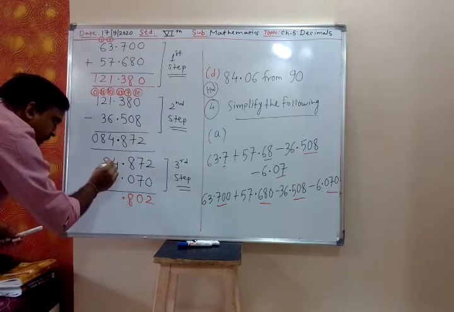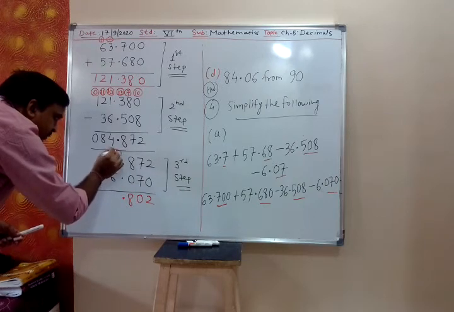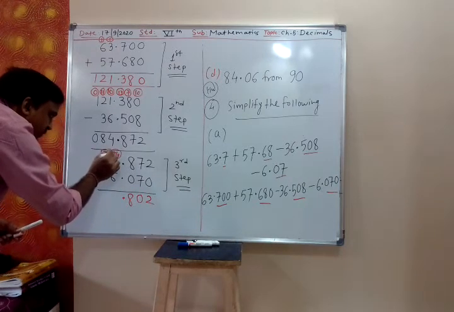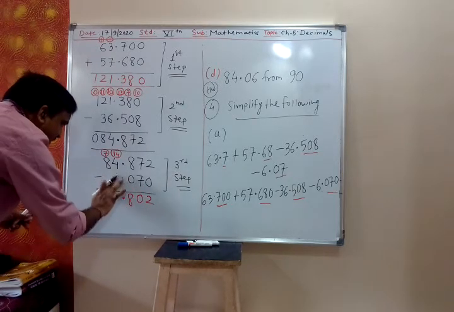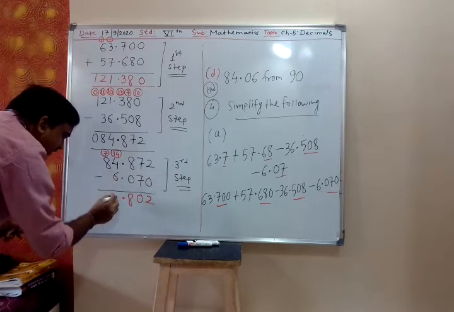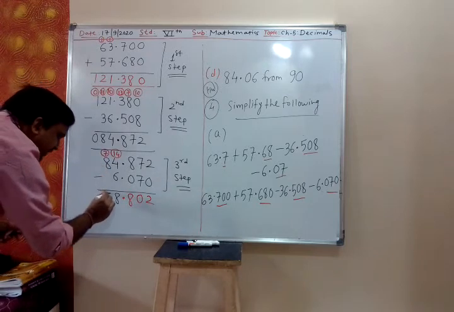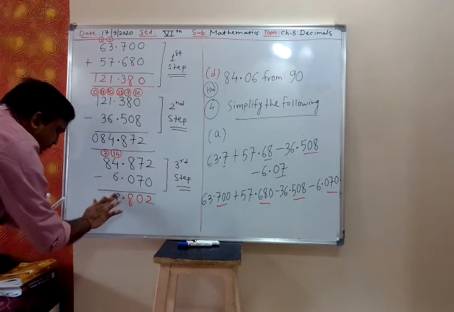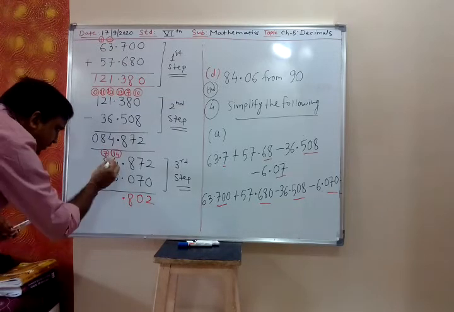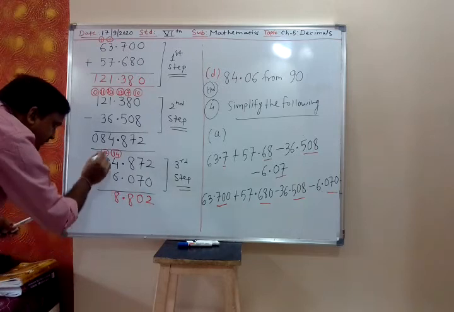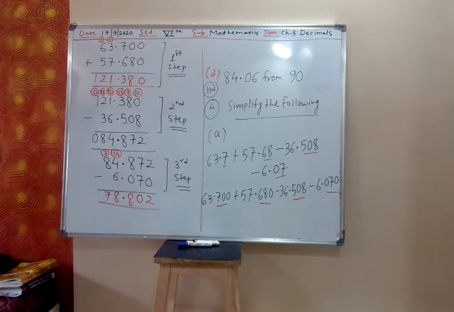Then 4, 6 is smaller. So 1 is carried, 14. And this 8 becomes 7. So 14 minus 6 is 8. And then 7 minus 0 is 7. 78.802.